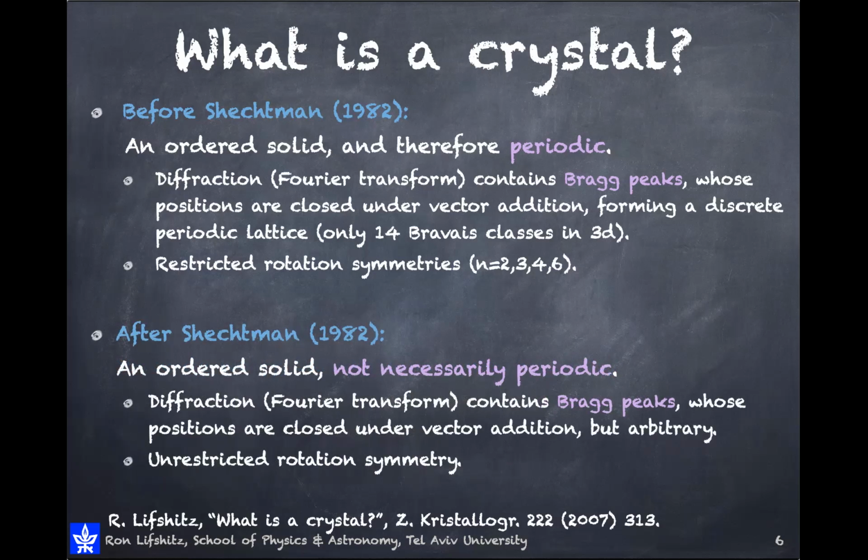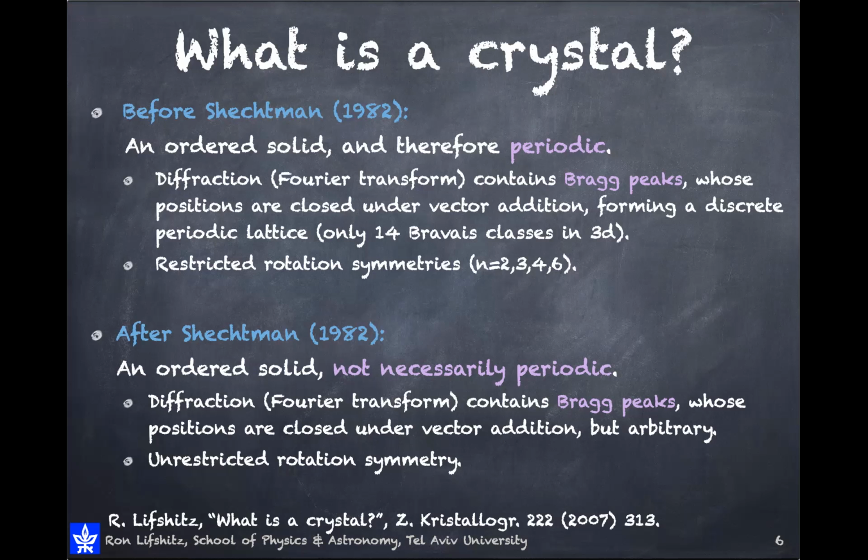So the structure is not periodic, but still might have a diffraction spectrum that contains Bragg peaks. And the positions of these Bragg peaks are still closed under vector addition in this Fourier space, or reciprocal space, but their positions are no longer restricted as strongly as they were when the crystal was periodic. And with that, the restriction on the rotational symmetry is also removed.